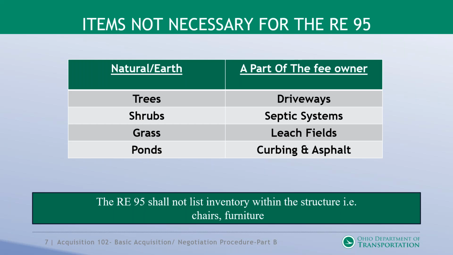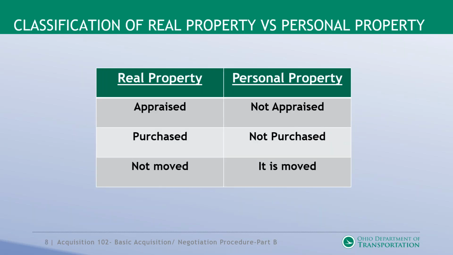The purpose of the Re95 is not to include the inventory within a structure. Chairs, furniture, appliances, those are not included on the Re95. Those would be included on a relocation document, which we're not going to talk about today.